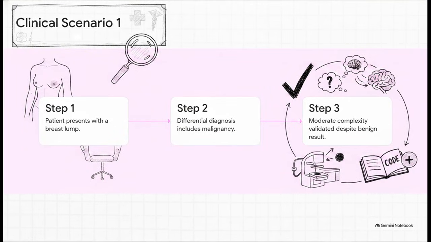Let's look at a specific clinical scenario breakdown straight from our guidelines to illustrate this. Picture this. Step 1, a patient comes into the office with a new breast lump. Step 2, the provider evaluates this and documents that the differential diagnosis includes malignancy, which prompts them to order diagnostic imaging or a biopsy. Step 3, even if that lump ultimately turns out to be just a completely benign cyst, moderate complexity is validated for that initial encounter. Why? Because breast cancer was a legitimate, high-risk condition in the differential diagnosis that required serious investigation. The physician had to do that complex detective work to rule out a major threat.